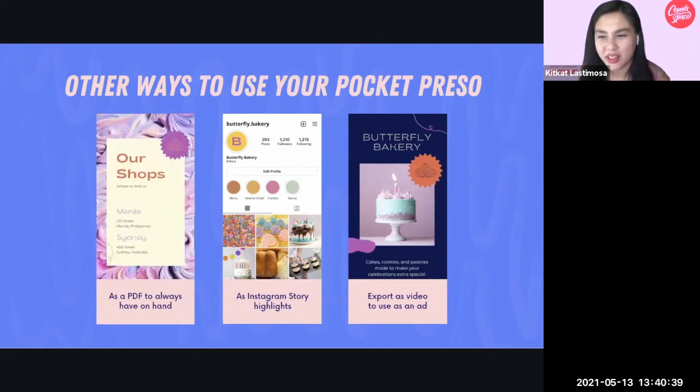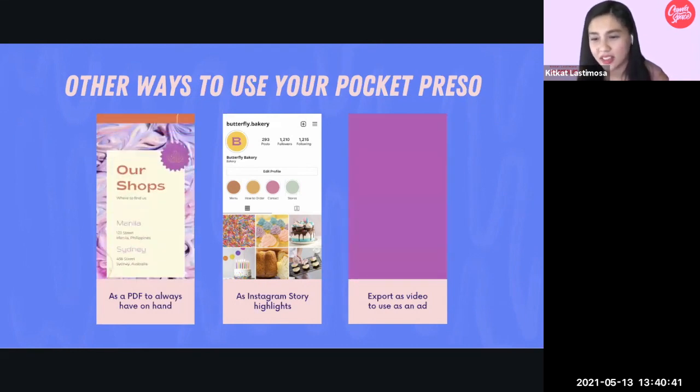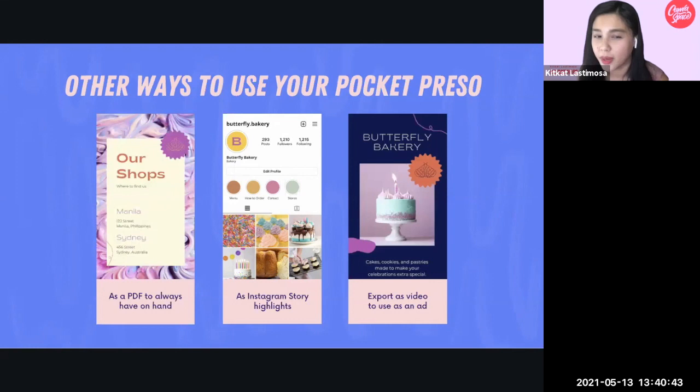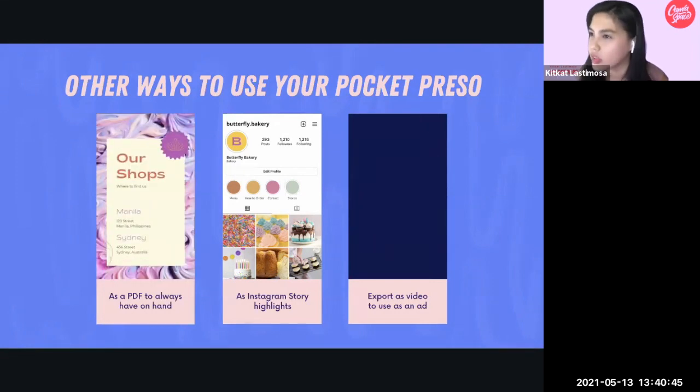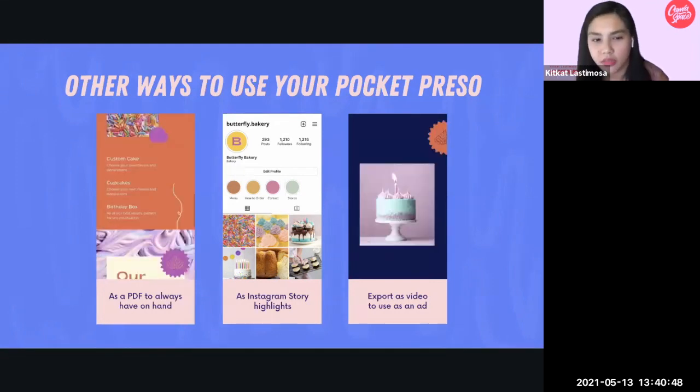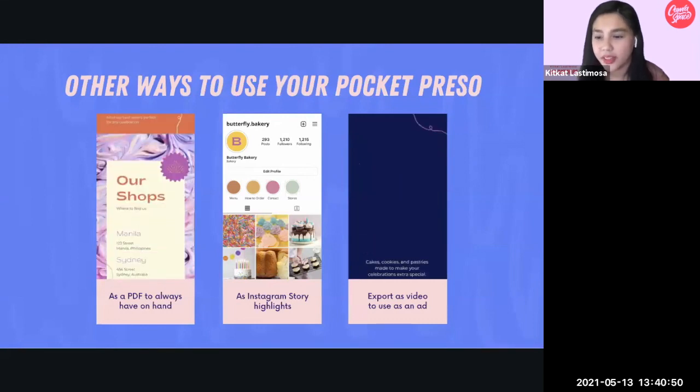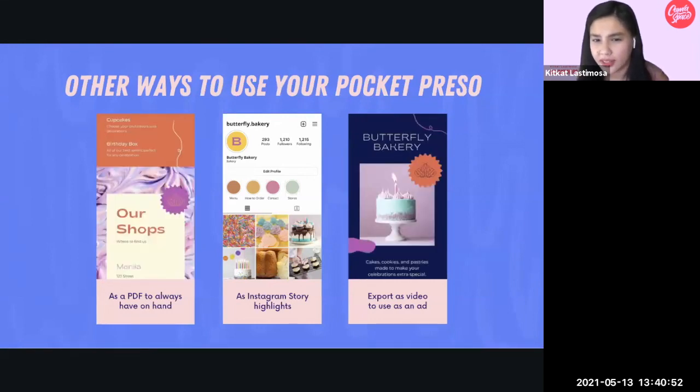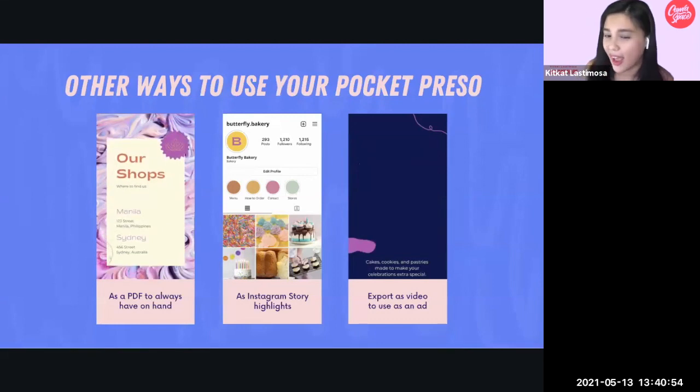I also love it when restaurants have their menu and contact details on their Instagram stories, and you can definitely use your Pocket presentation, like export it as individual images. You can use it for your highlights as well. And another cool thing, as I mentioned earlier, is you can export it as a video. So maybe you can use it as an ad.